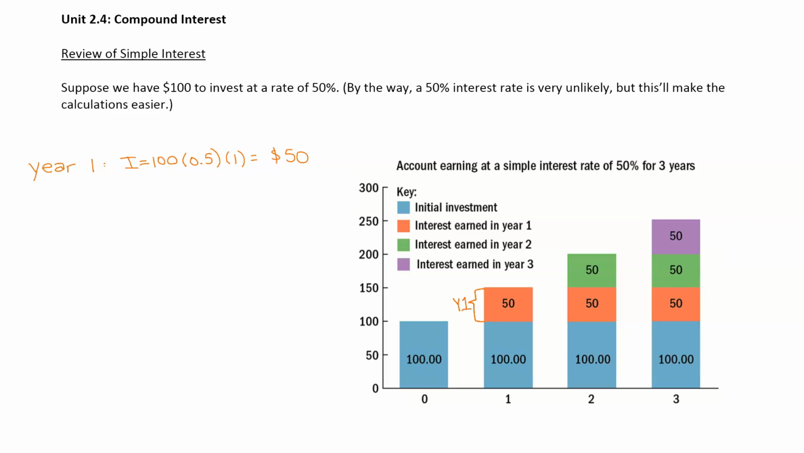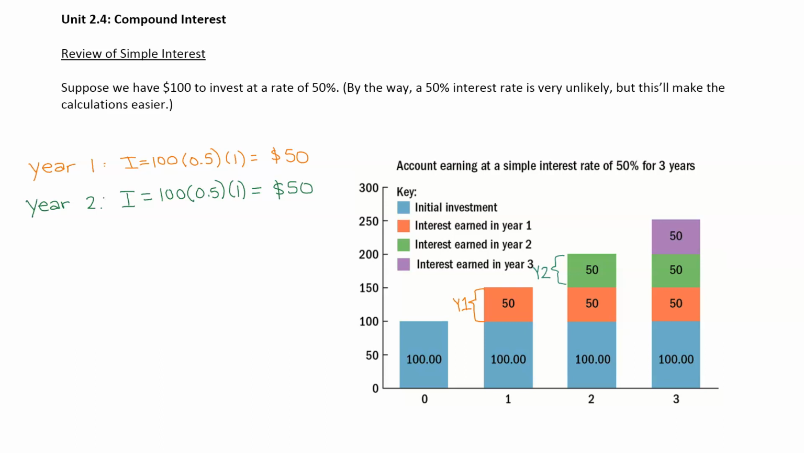Another year goes by and the bank is going to pay interest again. Using the I equals PRT formula, again we have the interest equals 100, which is the principal, times the rate, which is 0.5, times the time, which is 1, because only 1 more year has passed. And this equals $50 in interest. So for year 2, there is the original $100 plus $50 in interest from the first year, plus now we've just earned another $50 in interest for the second year. So the account now has a total of $200.